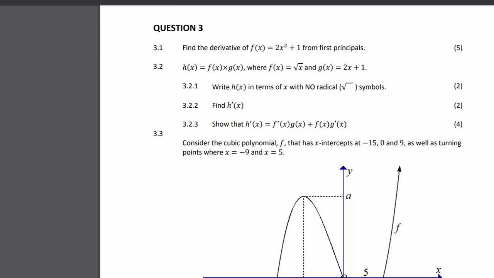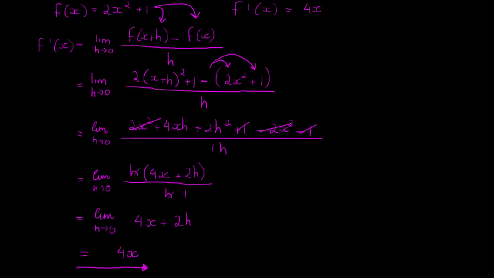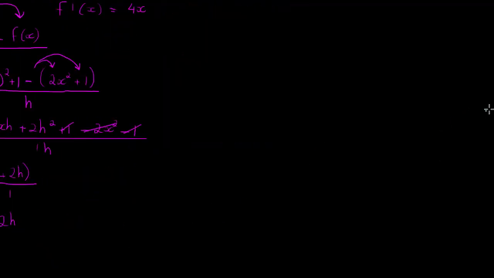Now, the next question says h(x) is equal to f times g, where f is equal to the square root of x, and g is equal to 2x plus 1. Write h(x) in terms of x with no radical symbols. Okay, so basically we're saying substitute f and g, and then we should simplify.